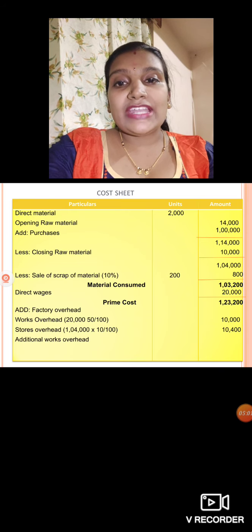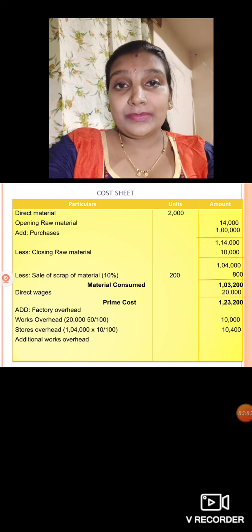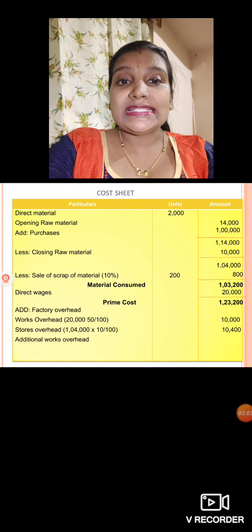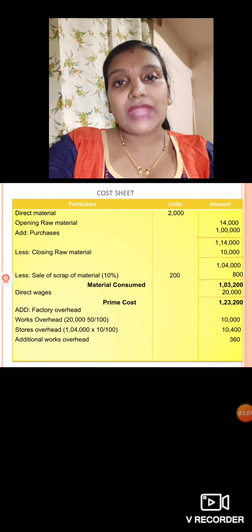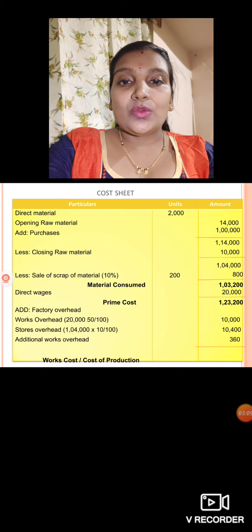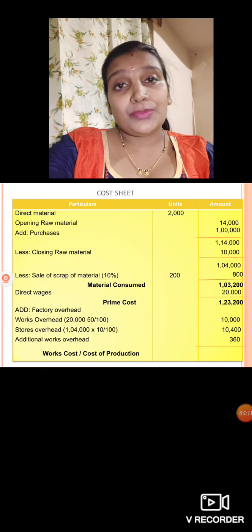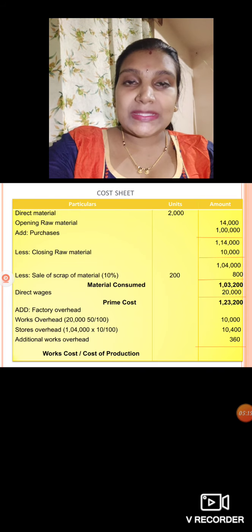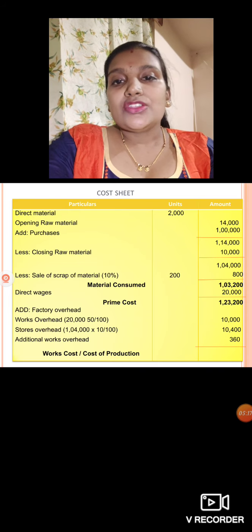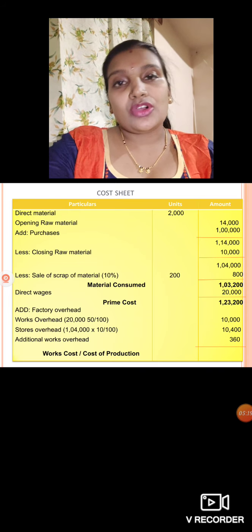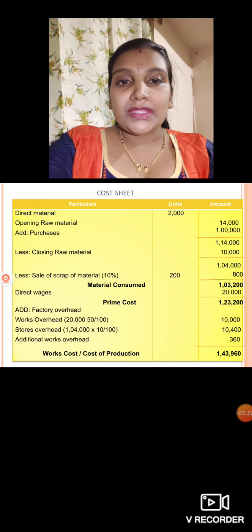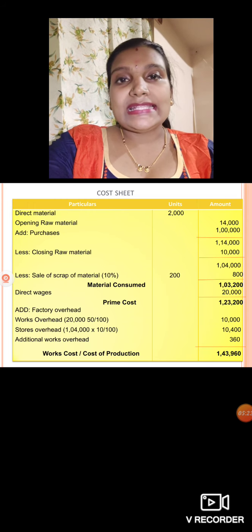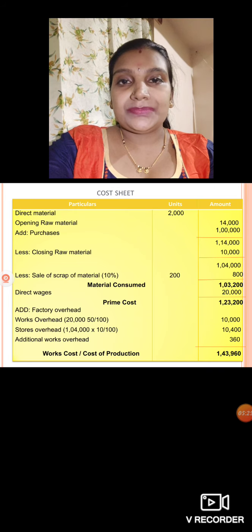Then what about additional works overhead? We had calculated previously, right? How much is it? 360. So that you are going to add. So you will get total works cost or cost of production, which we will consider, because we don't have any administration overhead expense here or selling overhead. So directly we can take it as works cost or cost of production. So 1,43,960 we will get as cost of production.